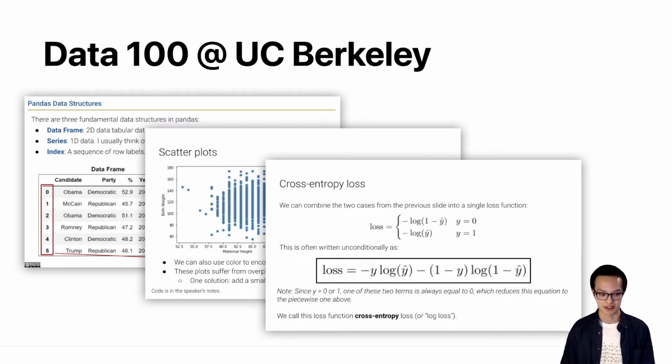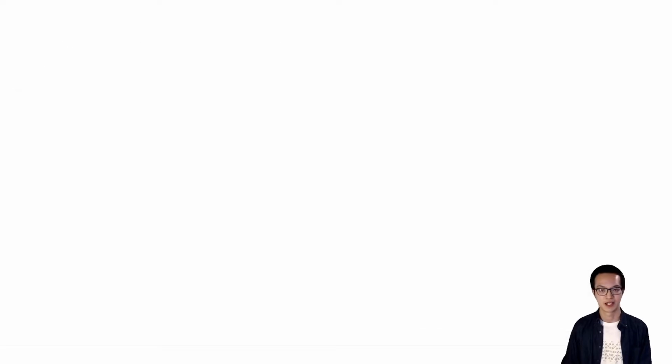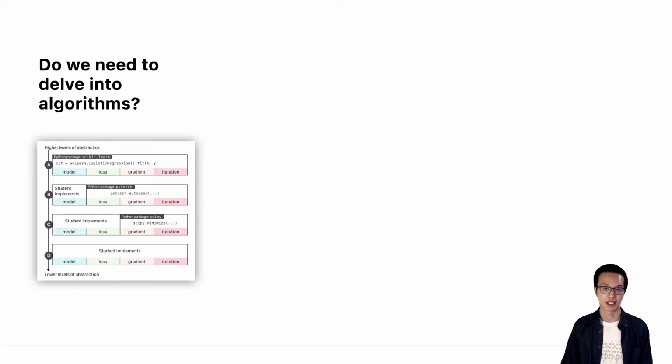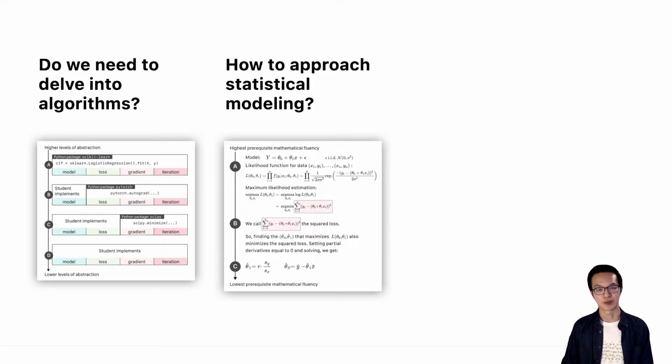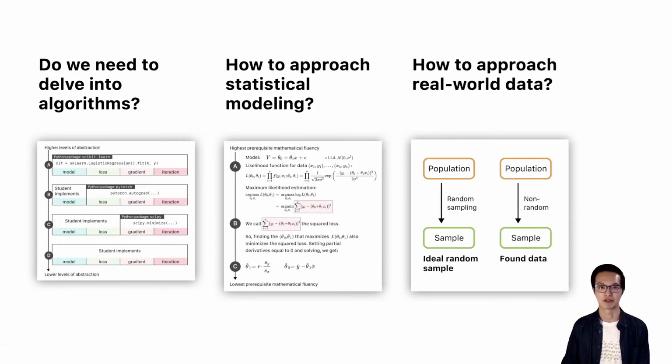Over the past years, we've had a lot of discussions and sometimes debates about what to put in the course. I'll share 3 specific case studies about discussions that we've had while deciding what to put in the course and how much to emphasize the topics that we cover. In the first case study, we answer the question, do we need to delve into algorithms? In the second, we discuss how to approach statistical modeling. And in the third, we discuss how to approach real-world data.